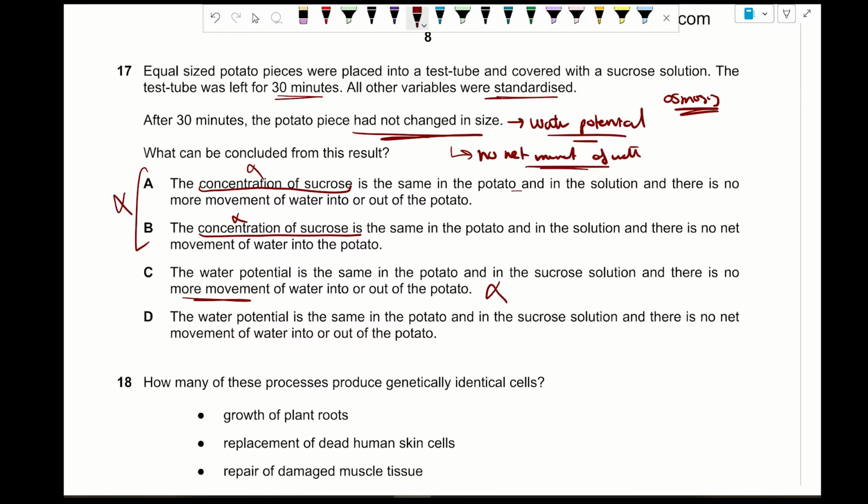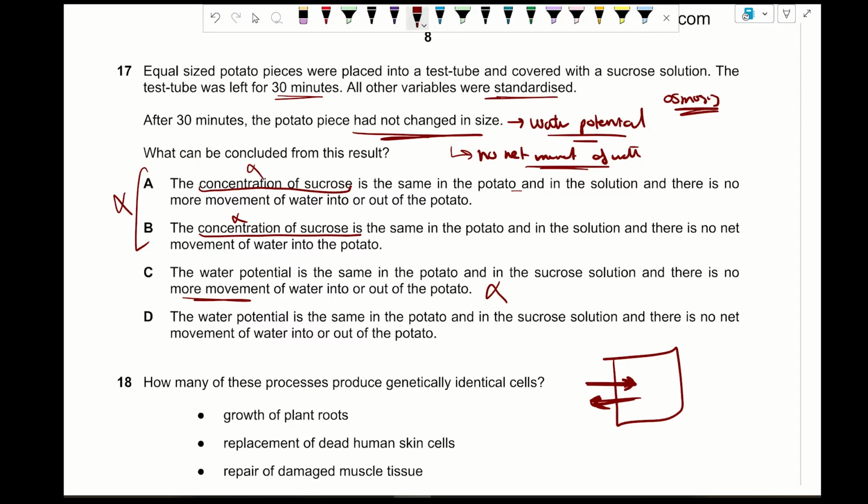This is totally incorrect. The reason for this is there is still movement. However, they happen at the same rate. There's no net movement. Therefore, there's not more water that goes out than in. They both move at the same rate equally. So this is incorrect. But movement does not stop, because as we all know, particles are always moving.